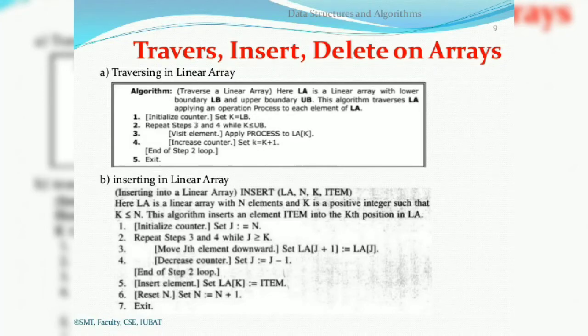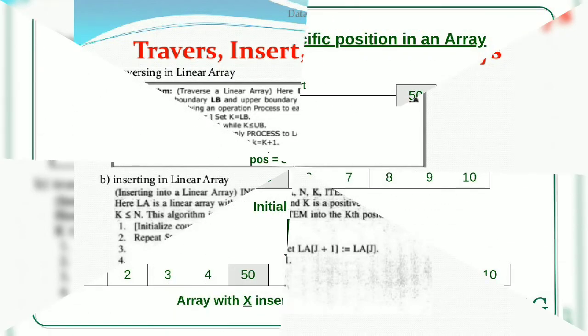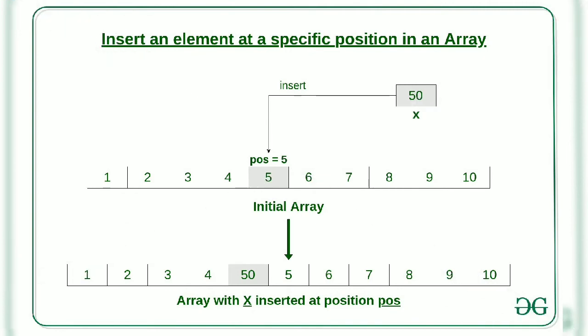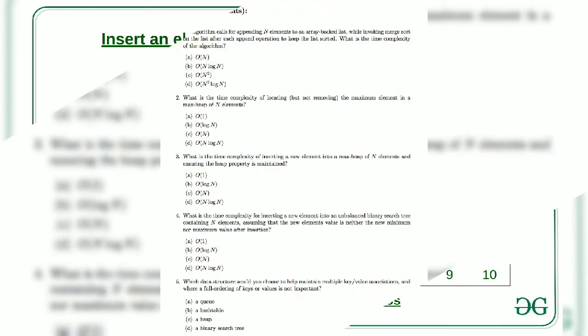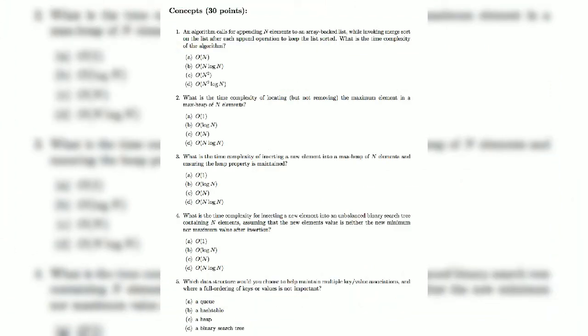Various operations that can be performed on an array are: 1. Traversing, 2. Sorting, 3. Searching, 4. Insertion, 5. Deletion, 6. Merging.